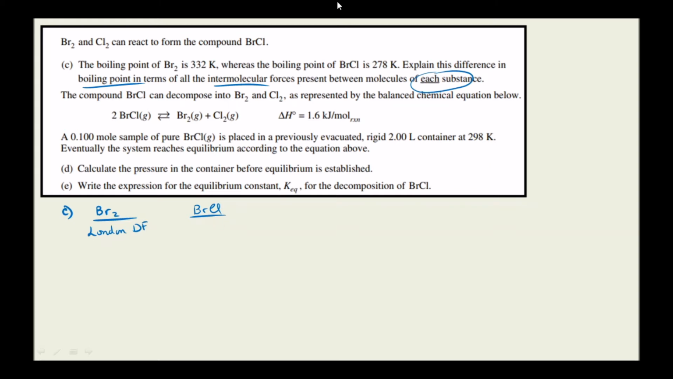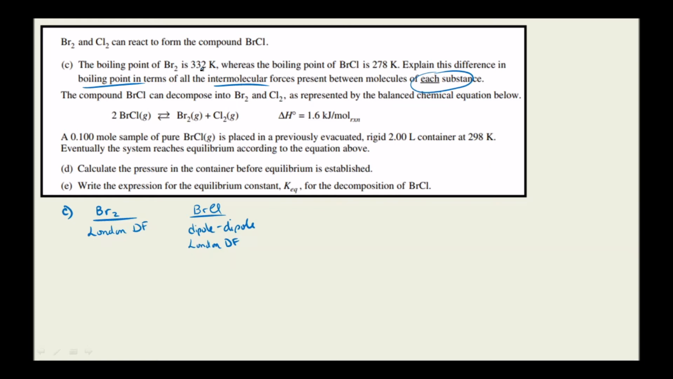BrCl, the bromine and chlorine atoms in BrCl aren't identical in terms of size, electronegativity. We'll have some small permanent dipoles in BrCl, and so that'll give us some dipole intermolecular forces at work. But we also have London dispersion forces as well, because London forces act between all molecules and atoms, so those are present here as well. So those are the intermolecular forces present in Br2 and BrCl.